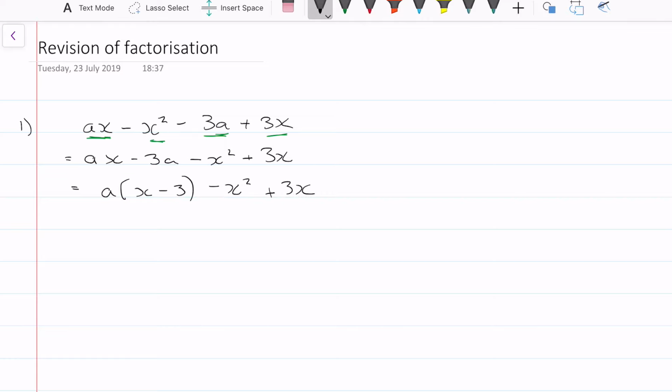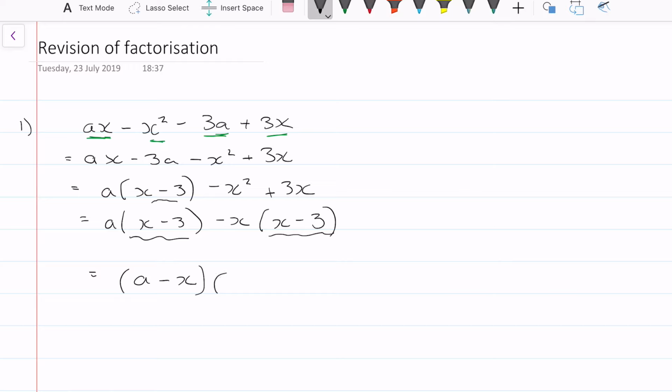Now I have a minus 3 here, and I've got a plus 3x here. So I'm thinking we should pull out a minus x. Let's leave the first one as it is. We've taken out a minus x, so we're left with x minus 3. Now we can group these two together. So we're left with (a minus x) times (x minus 3). And that's the final answer.